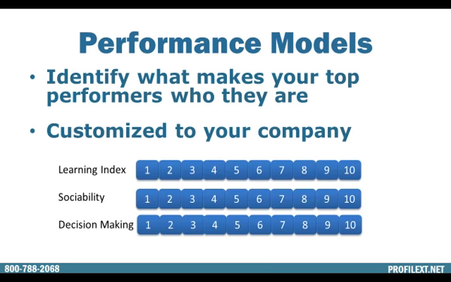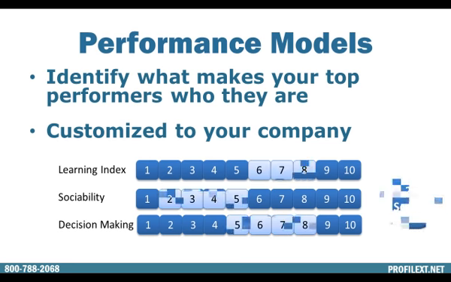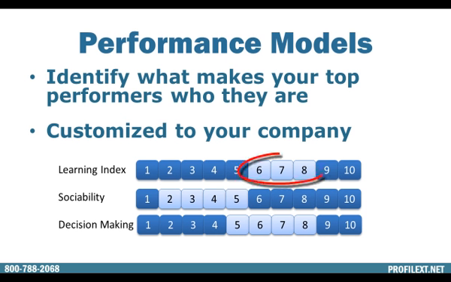Learning index, sociability, and decision making. There's 20 total scales involved with the ProfileXT. And so what we would do is create this performance model. In this example, you'll see on each one of the scales, we've highlighted certain areas, 6, 7, 8 in the learning index, 2 through 5 in sociability, and 5 through 8 in the decision making.